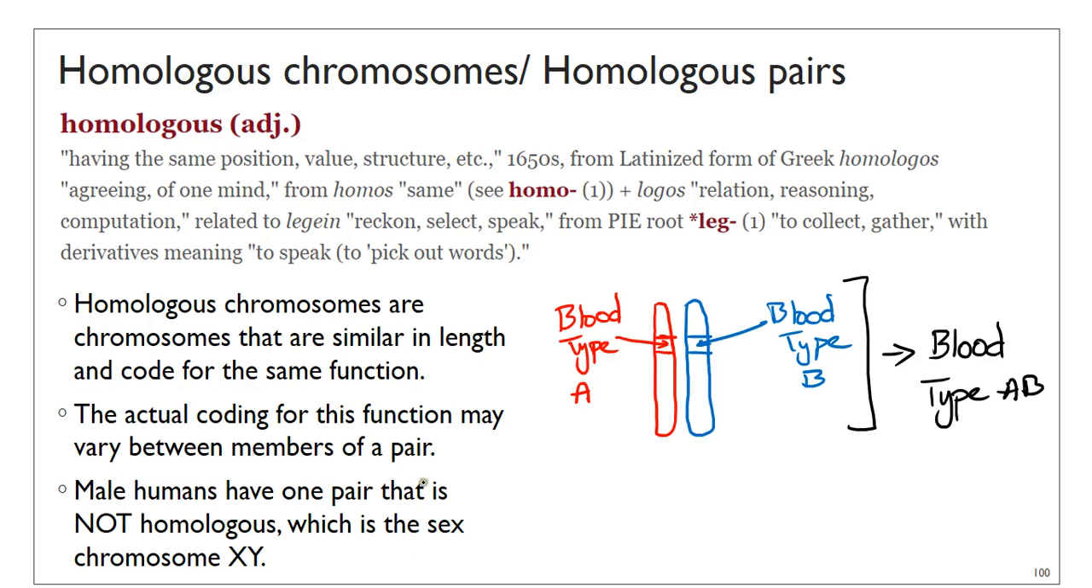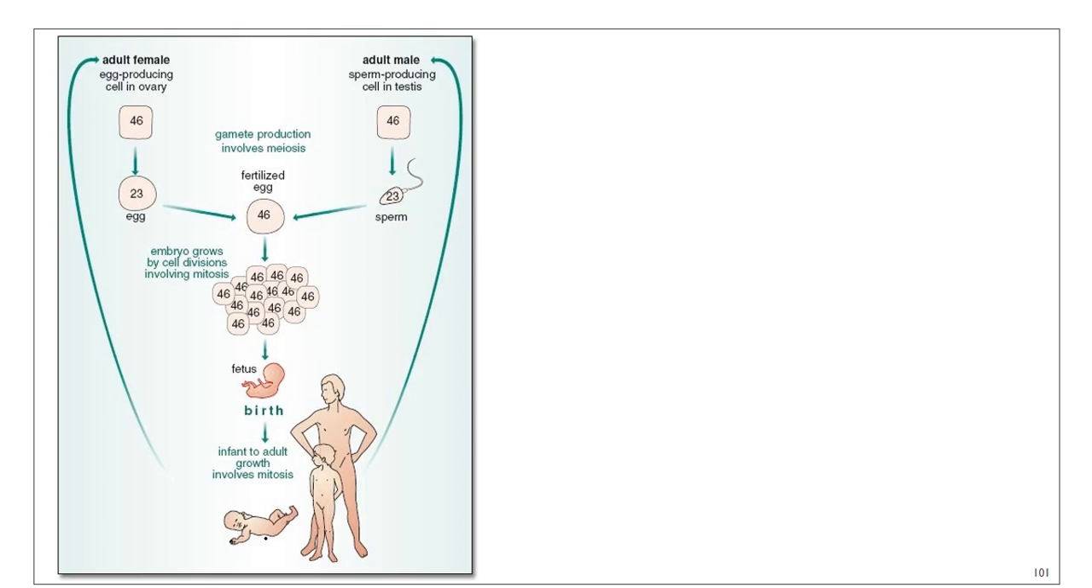I do have to point out that there is one exception, which is that male humans will only have 22 homologous pairs because the sex chromosomes in male humans are not homologous. Well, you have XY instead of XX, so they are obviously different. This is probably the only chromosome pair that is not homologous in humans. Some humans, not all humans. Okay, so that's homologous chromosomes or homologous pairs.